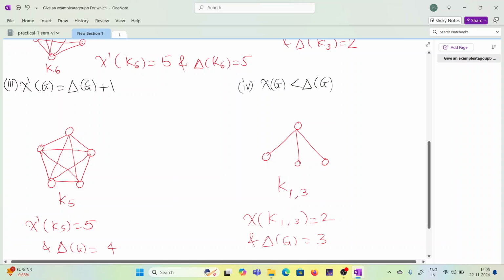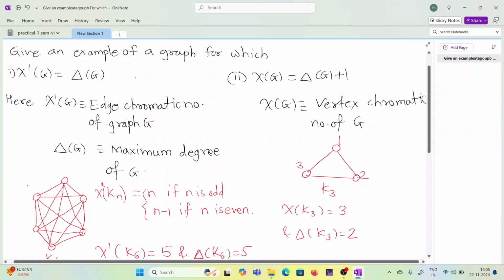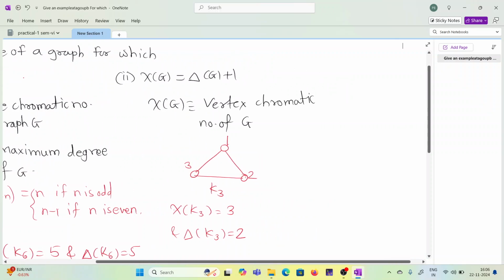So we have drawn examples for all 4 conditions. In our next video, we are going to solve another example. Thank you.